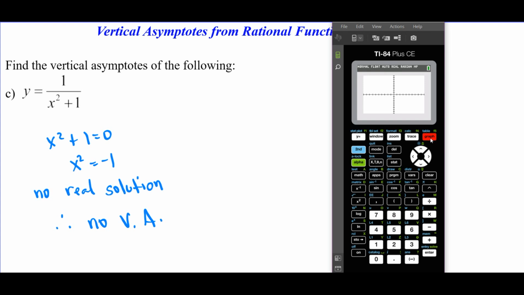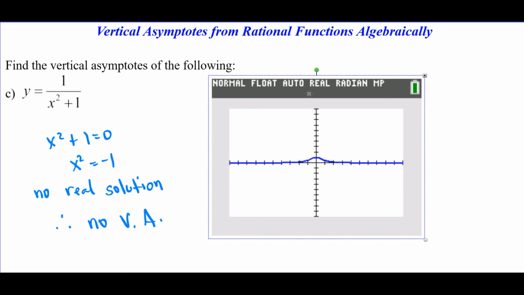Taking a look at this graph, we can see that there's no place where this graph is approaching positive or negative infinity, so it confirms for us that there are no vertical asymptotes.